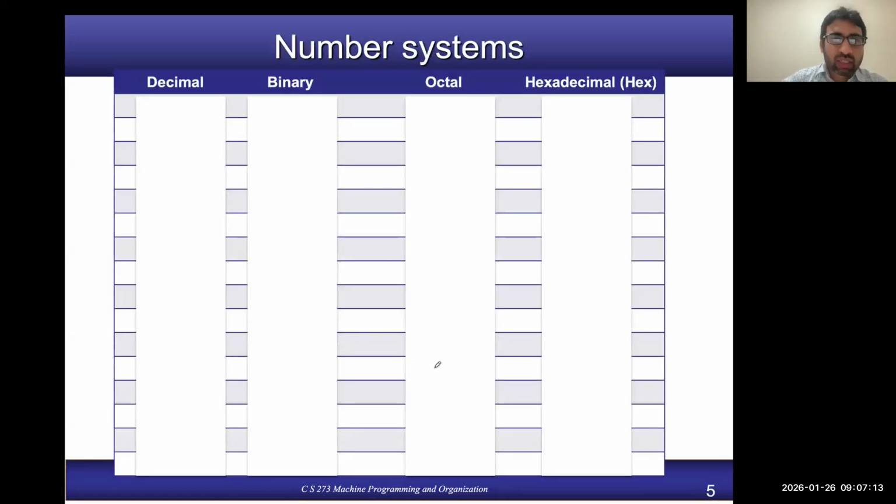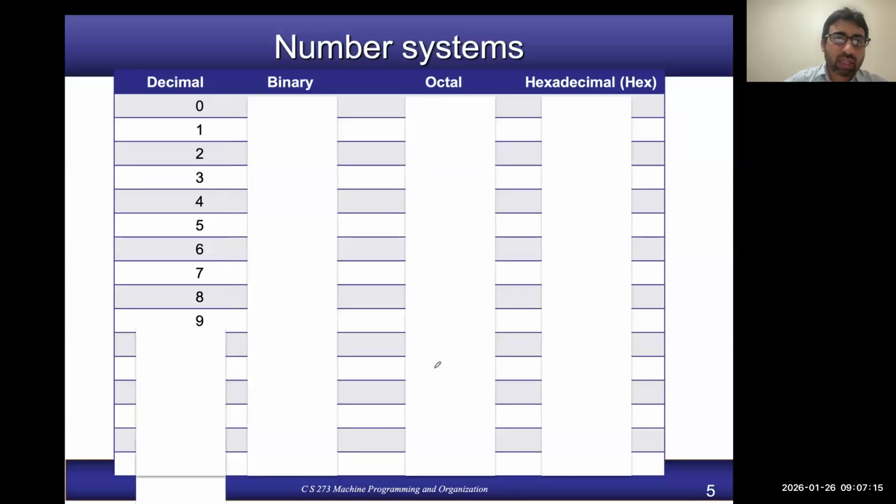So let's first talk about the decimal number system. In the decimal number system, we have 10 distinct digits from 0 to 9, right? 0 is the smallest and 9 is the largest digit. If we want to count onward from 9, we simply start repeating the digits. We put 0 in the unit place, and in the decimal place we put 1, and then we start incrementing the value in the unit place.